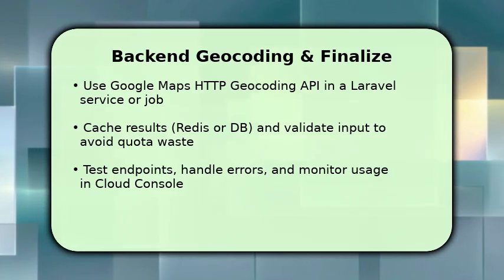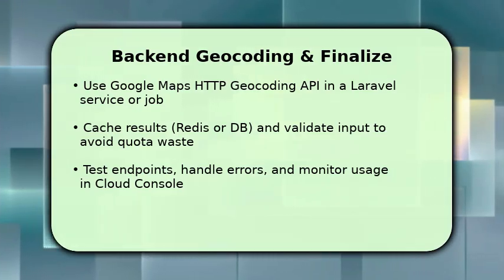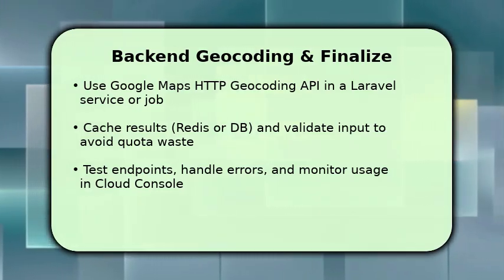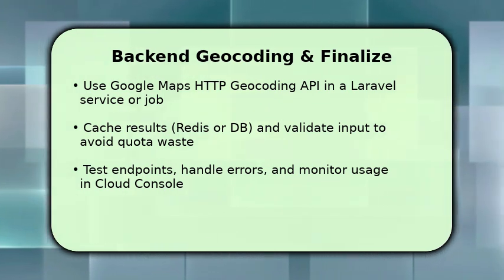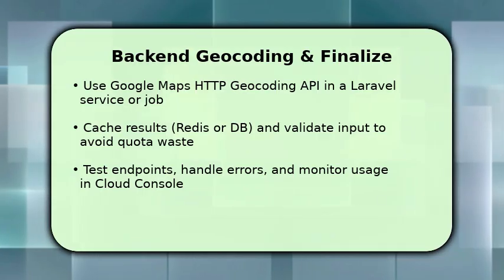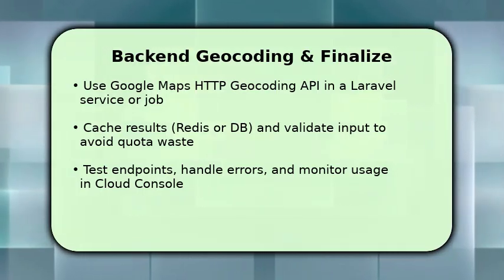Finally, test end-to-end, check Cloud Console for errors or quota spikes, and if maps fail, confirm API key restrictions, billing status, and console error messages. Those three usually reveal the root cause.